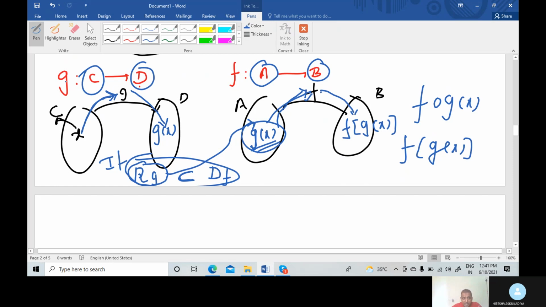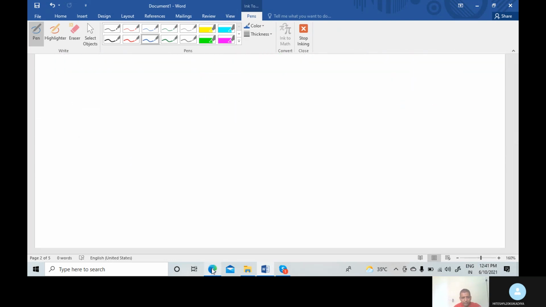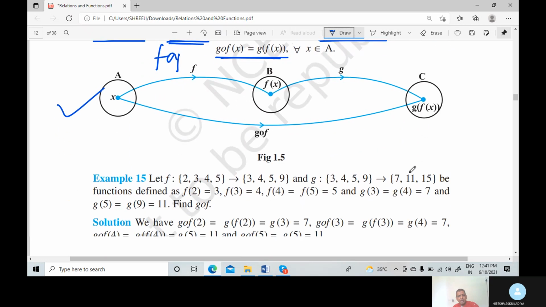But when the domain of both functions and the codomain of both functions are the same, we never need to check this condition. You can directly solve f∘g and g∘f. We have explained this. I think one example is also given. Look at the textbook. Yeah, example definition 8 completed.